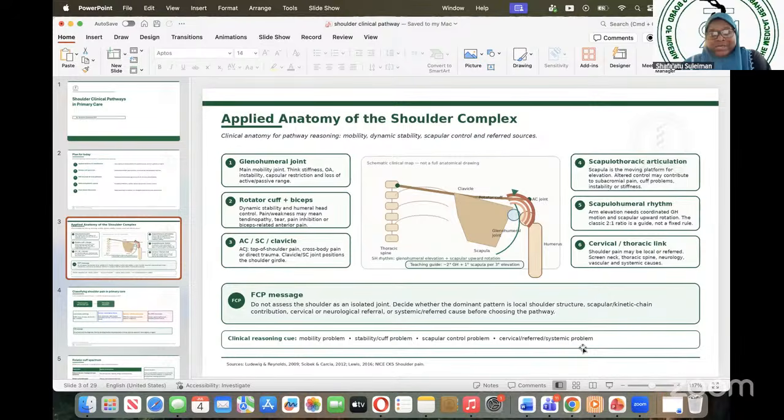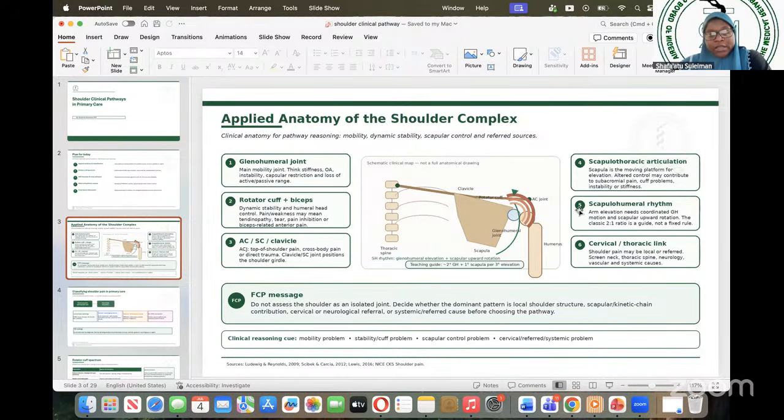Then we look into the scapulothoracic articulation as well. With that, the scapula is the moving platform for elevation. So if there is any altered control, this may contribute to subacromial pain and cuff problems and also instability or stiffness in the shoulder. Another thing to look into, just a bit of review, is the scapulohumeral rhythm.